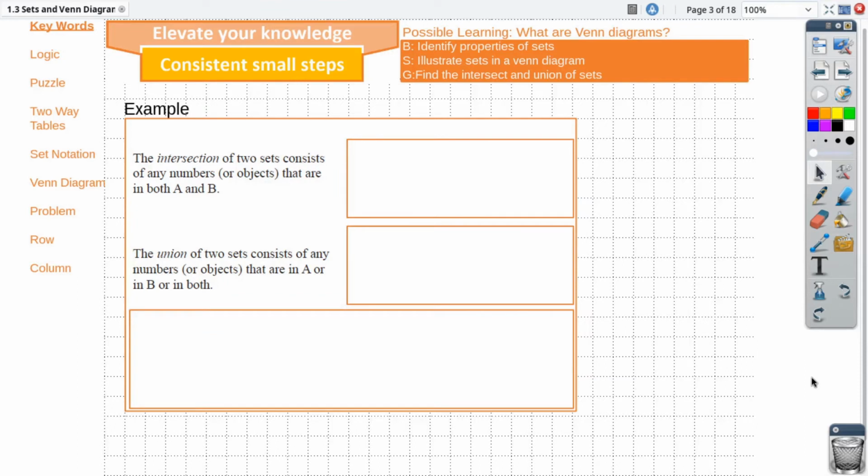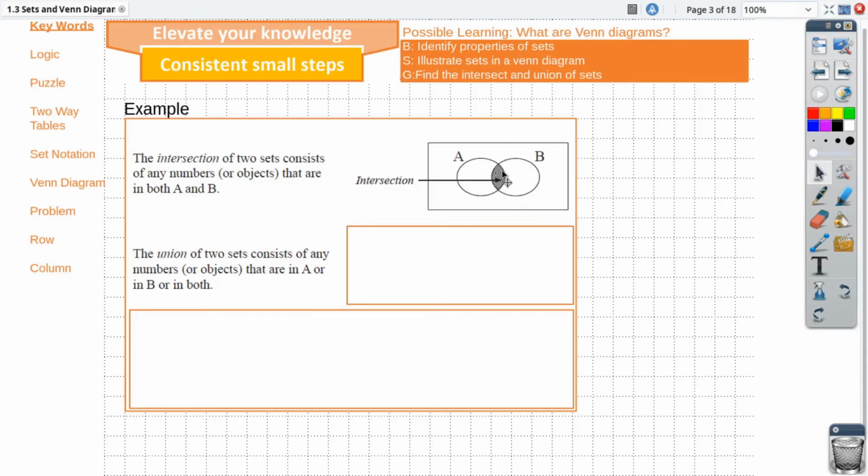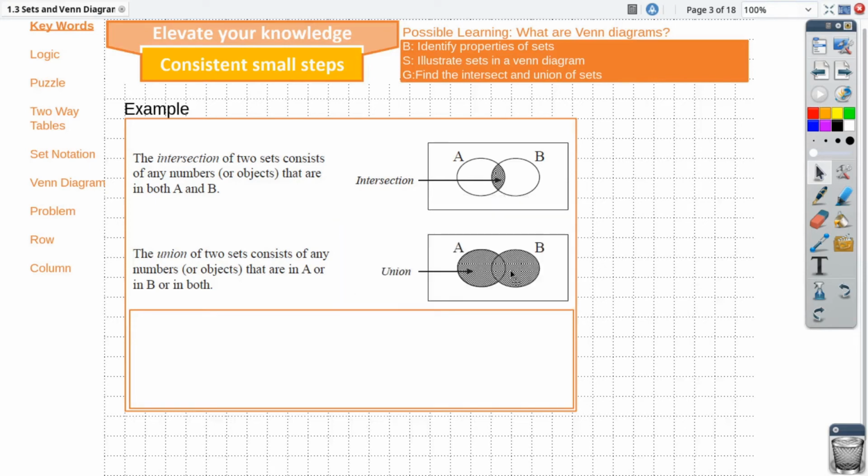The first key part of a Venn diagram is the intersection of two sets, and that consists of any numbers or objects that are in both A and B. And what that looks like is this middle part of our Venn diagram. I referred to it a couple of times in the previous slide, and it's where the two circles of your Venn diagram overlap. The second key part that I need you to become familiar with is the union of two sets, and that consists of any numbers or objects that are in set A or in B or in both. And what that looks like is all of our circles shaded for set A and B, including the intersection.